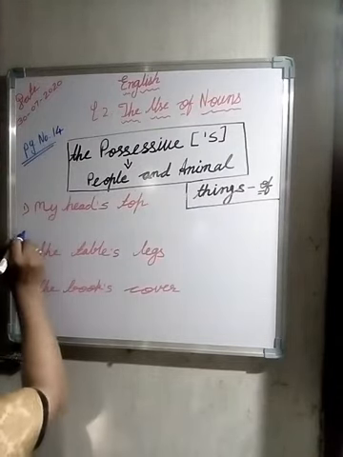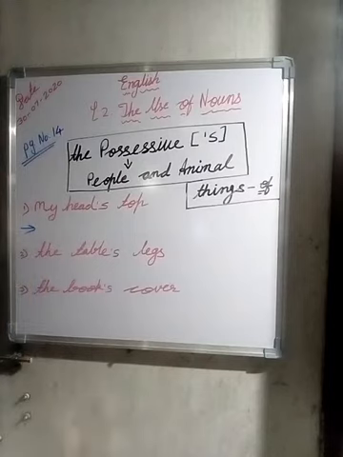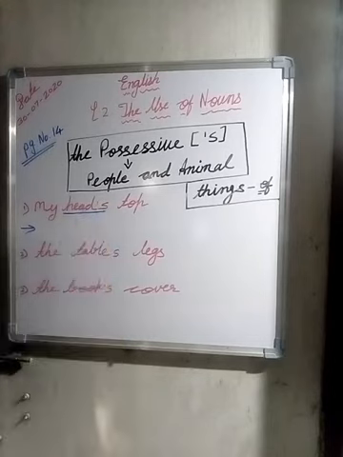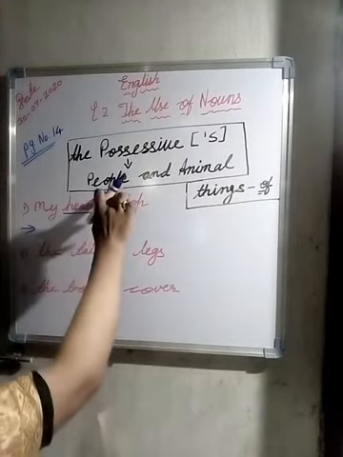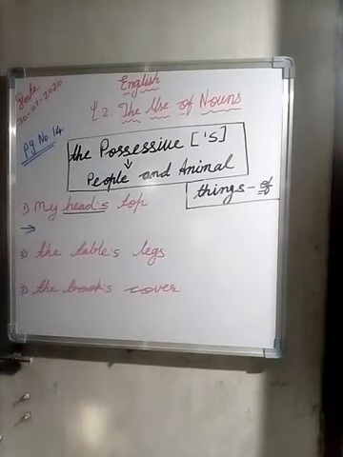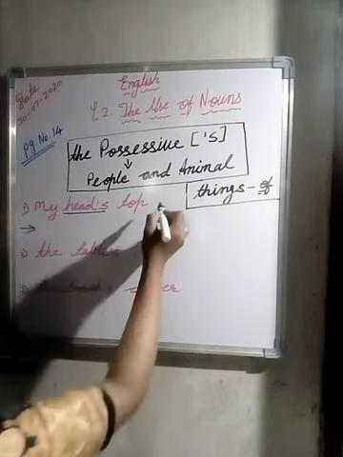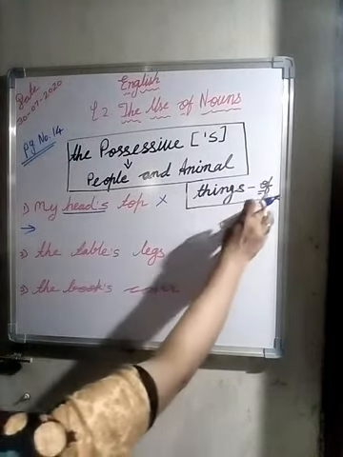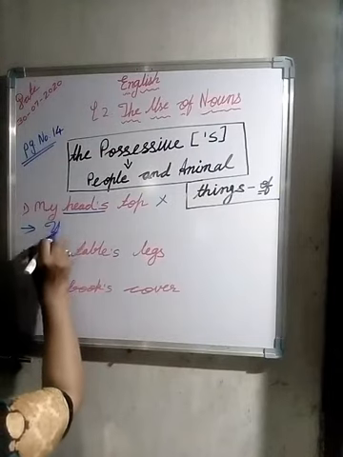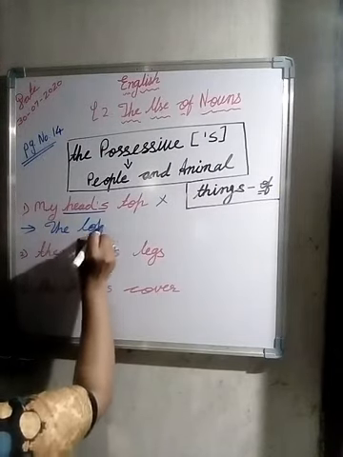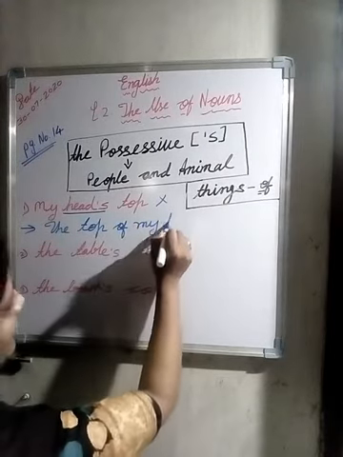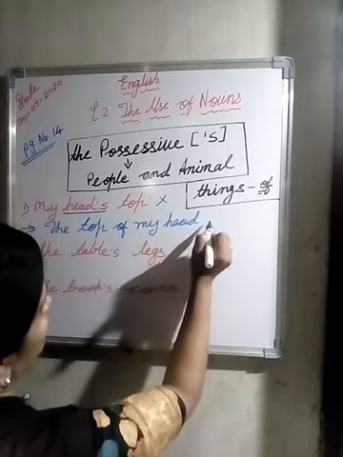So see the first sentence, "my head's top." Okay, what do you have to do? First, underline the word which has the possessive form. Here the head has the possessive form, but as per the rule, only people and animals take the possessive form, and head is not a person or animal. That's why this sentence is wrong. So how can you write this sentence? With the help of "of": the top of my head. Okay, then this will be a correct sentence.